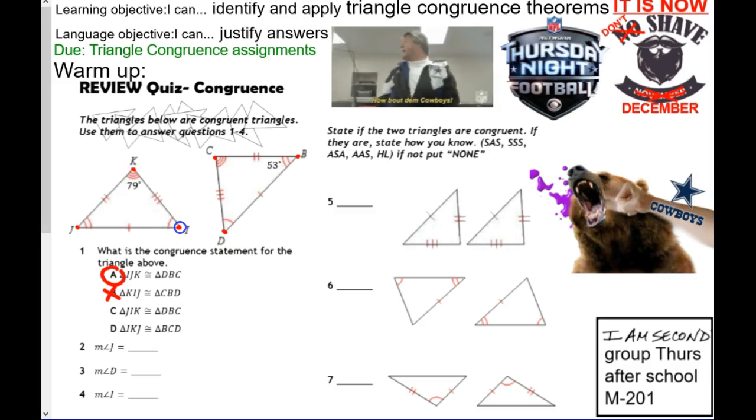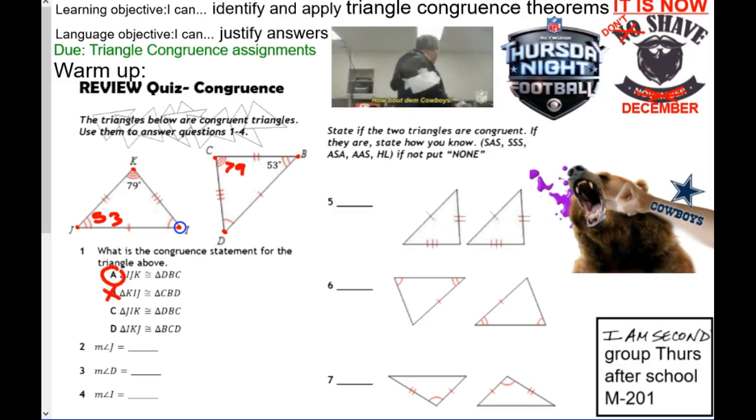Now, next thing. It labeled something for me. If 2 arcs is 53 on this triangle, what should I put for 2 arcs on this triangle? 53. I highly suggest that you label stuff, okay? So, if that's 53 over there, that's 53 right there. If 3 arcs is 79, 3 arcs should be 79.